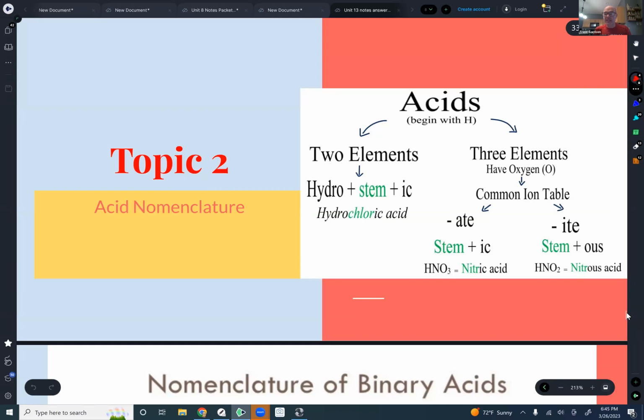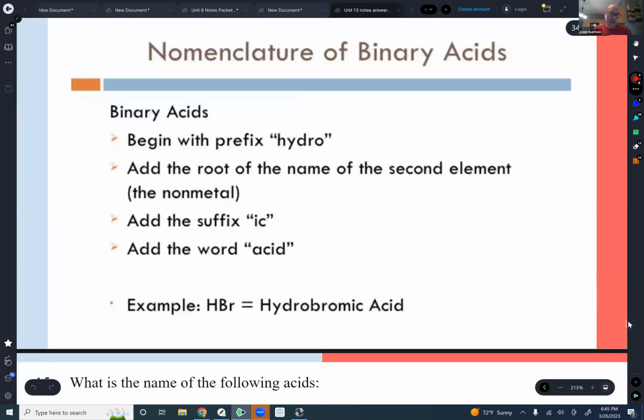Let's jump right into where we're supposed to be here. Let's share our screen and we can get into it. Okay, so actually, this is not going to be as bad because we've already gone through the units of how to name many of our compounds. So this is going to be somewhat of a review for you.